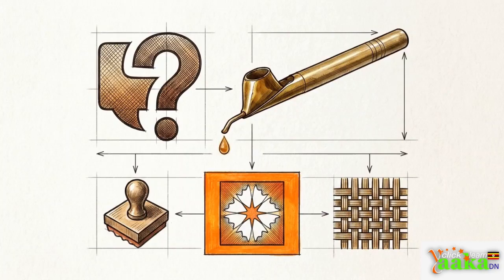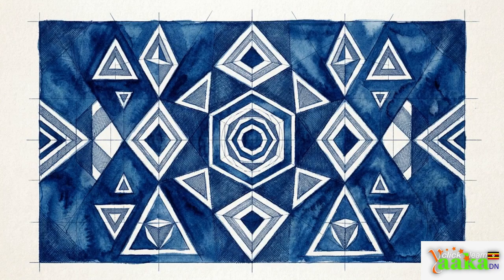Interactive prompt. Which technique uses melted wax to block dye? A. Stenciling, B. Batik, or C. Block printing? The answer is B. Batik. Resist methods are strictly defensive. They create patterns by strategically protecting specific areas of the original fabric from external alteration.